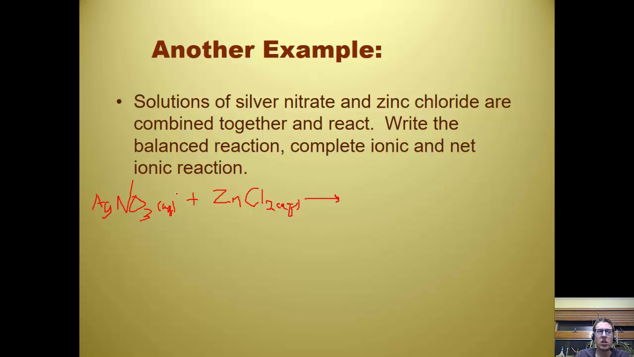Now, this is going to be a double replacement reaction, so we're going to flip-flop these guys. So now we have Ag, again with the 1+, and Cl with the 1-. And we know we're going to flip these two, so we're going to be Zn NO3.